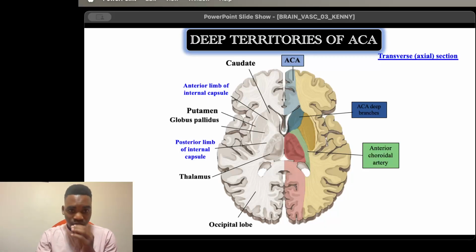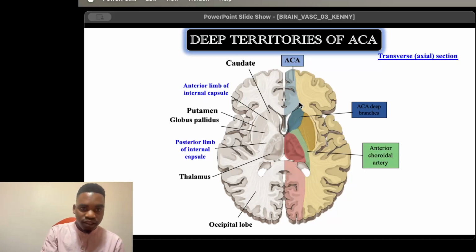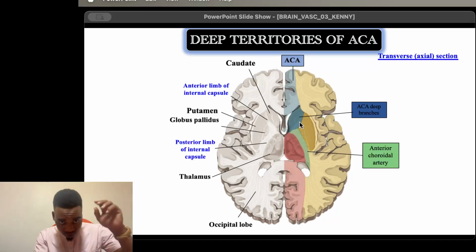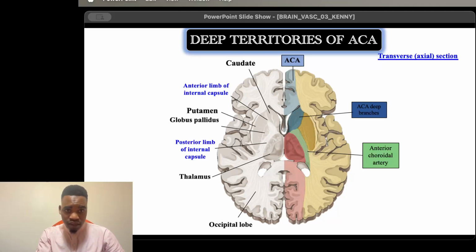of the anterior cerebral artery. So this is the horizontal section, and it supplies most of the anterior part, because it is the anterior cerebral artery, but on the medial side. On the deep structures, we have seen it also supplies the corpus callosum. Among the deep structures, it supplies the basal ganglia system: the head of the caudate nucleus, part of the putamen, and the globus pallidus as well.